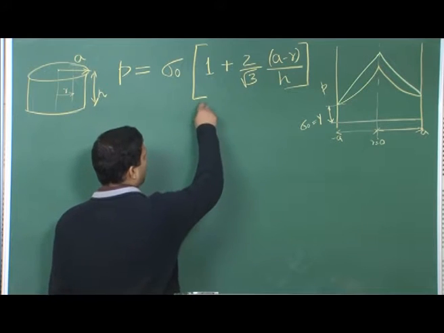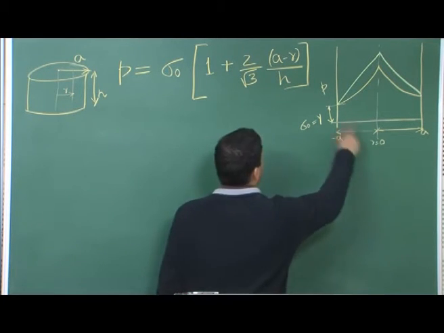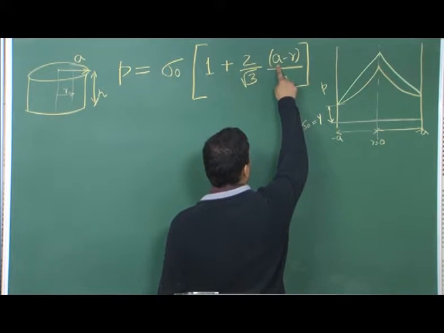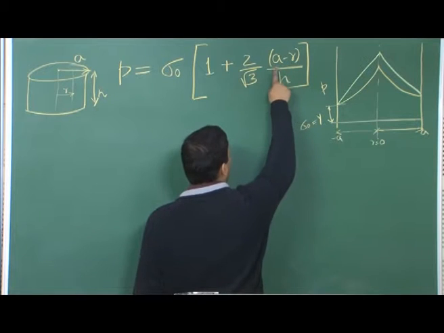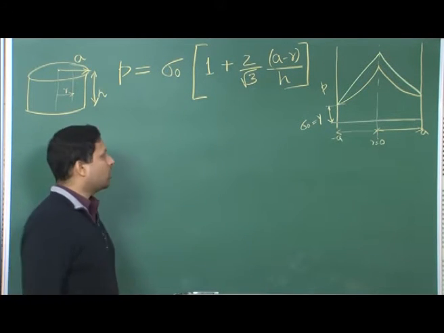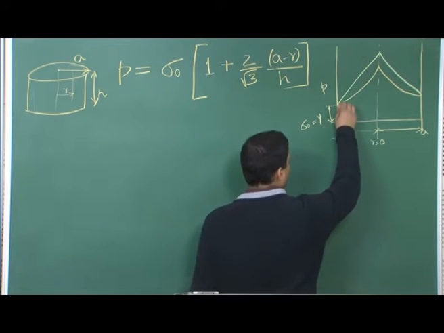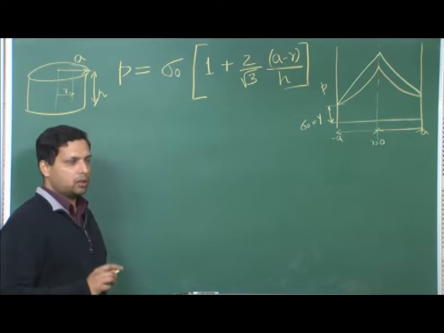So, here at R equal to 0 you get the maximum. This is the highest value that you will get for the pressure, and at R equal to A, this factor goes away and what you get is P equal to sigma naught, which is the lowest value of P. So, at that point they are both the same.